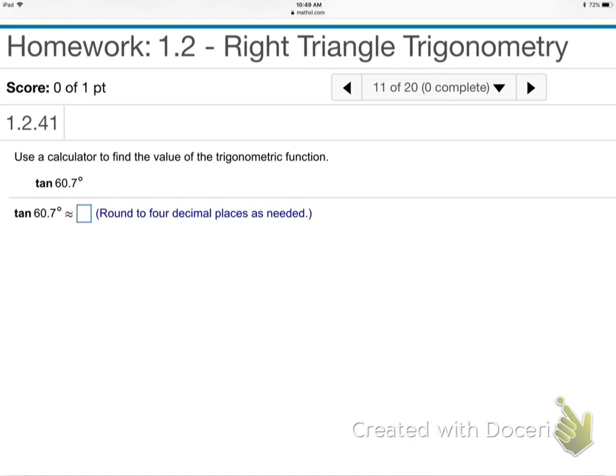Oops, I didn't hit tangent. Tangent of 60.7. I'll tell you what I'm getting. I'm getting 1.78. What do they want? 4 places. 1.78197. So the fourth place, look one to the right, that'll be 1.7820. That's what I'm getting. Are you guys able to get that in your calculator? Make sure you're in degree mode.